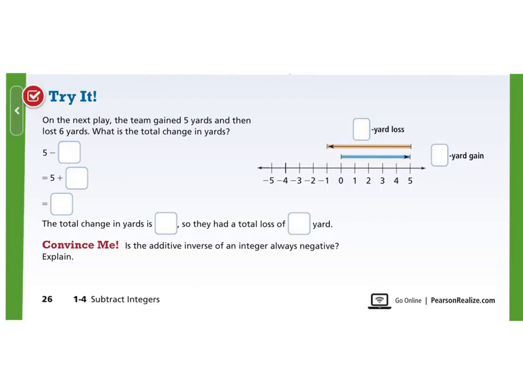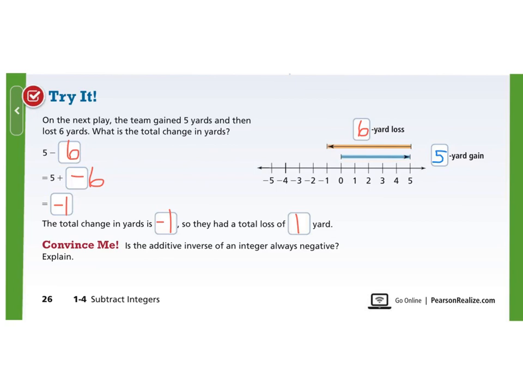Now complete the try it. Remember that gaining yards is represented with a positive integer and losing yards is represented with a negative integer. In each case, you can represent this problem both as subtraction and as addition. Pause the video while you try this problem and come back and check your answer.